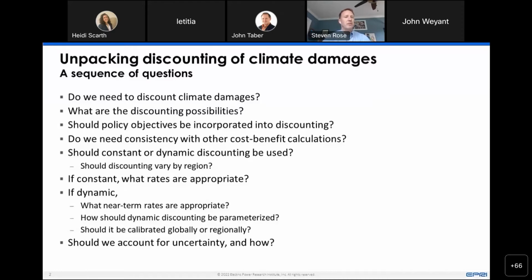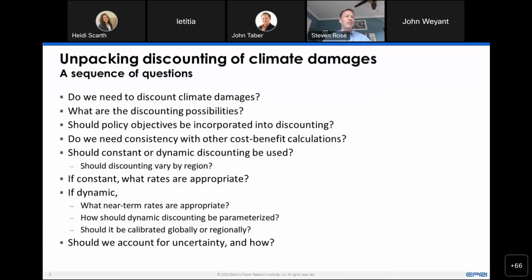So what's here is essentially that list of questions that we're working with now. It starts with the most basic of questions on whether or not we need to discount at all. Then it talks about thinking about the possibilities for discounting, thinking about whether or not policy objectives or policy preferences should be incorporated into discounting, addressing whether or not we need consistency with other cost-benefit calculations, considering constant discounting versus dynamic discounting, which will make sense to you more in a little bit. If constant discounting is appropriate, what are the potential options? If dynamic discounting is appropriate, again, what are the options, where there's actually a few more questions there?